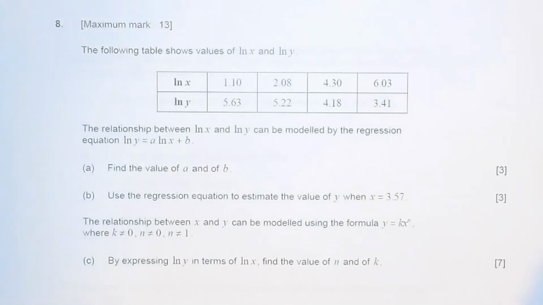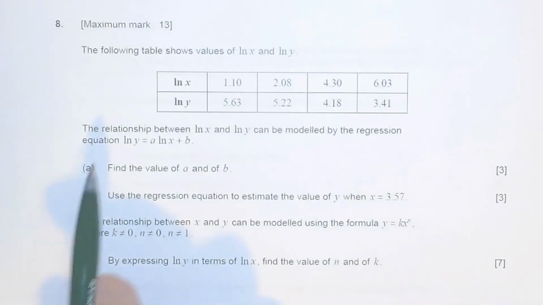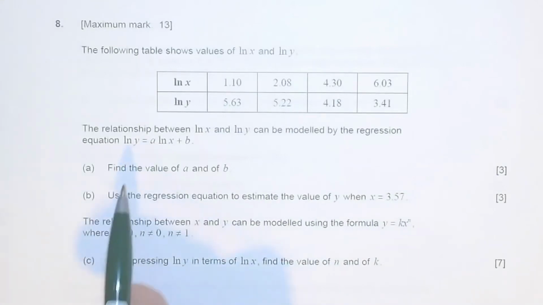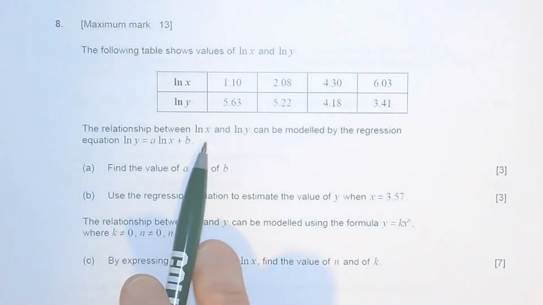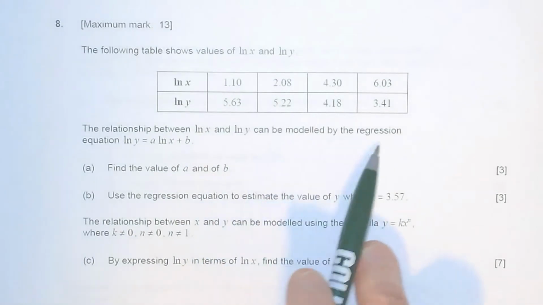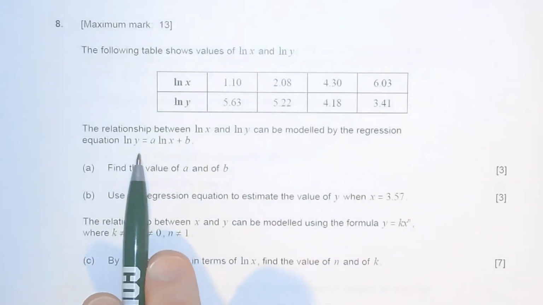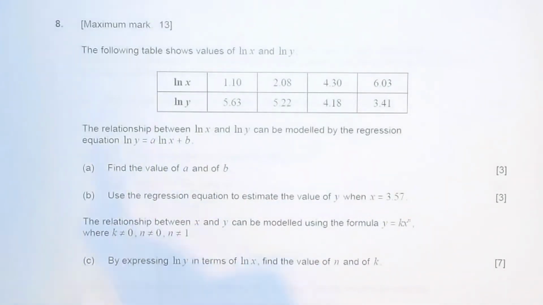We're still working on paper 2 of the May 2018 IB exam, and we're up through problems 8, 9, and 10 in this video. To start off, you'll notice that I have two tables, a natural log of x and a natural log of y. It says that the relationship between the natural log of x and natural log of y can be modeled by the regression equation natural log of y equals a natural log x plus b.